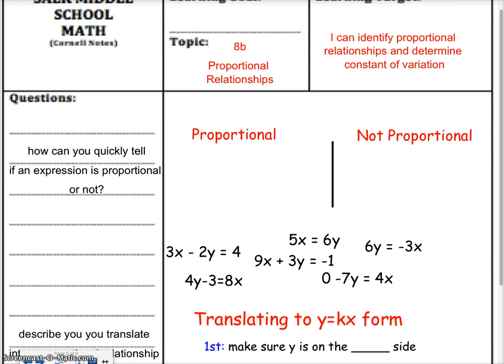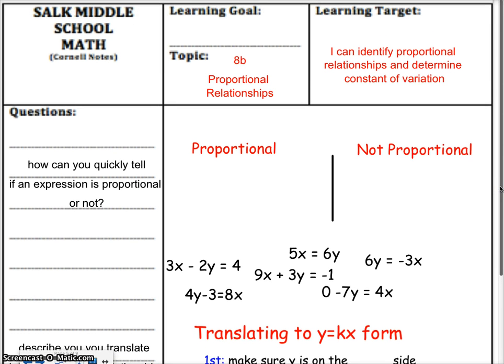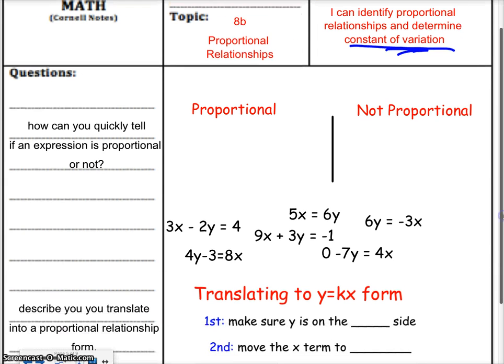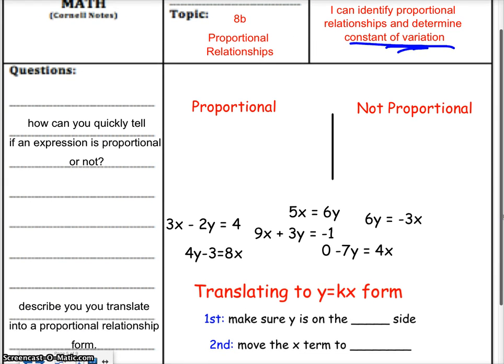Proportional and non-proportional equations and relationships. Your learning target: you can identify and determine the constant of variation. Looking at some equations, the definition of proportional is only x and y. There should only be x and y terms. If there's more than x and y, then it's not proportional.